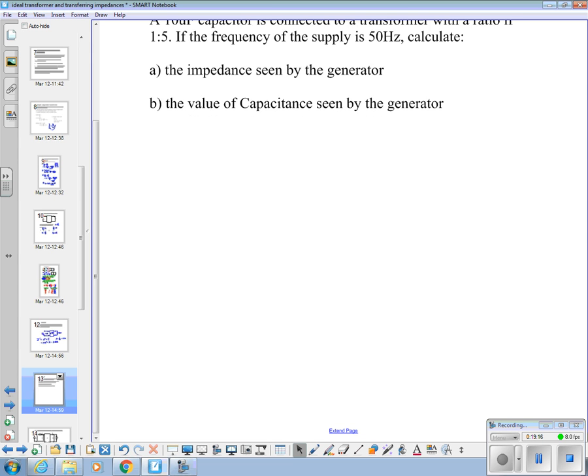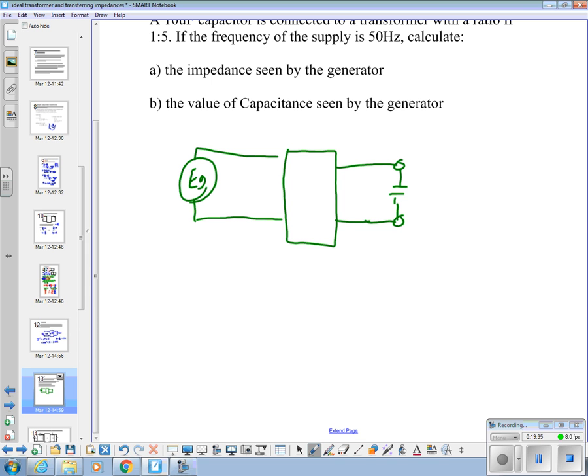Okay, so quick diagram. We've got that, the connected generator. Ratio A is 1 over 5, which is 0.2, is it not? We want to calculate the impedance Z dash here. That's what we want to know. First of all, for part A, how do we start that problem? So how do I do that? Capacitor into reactance.